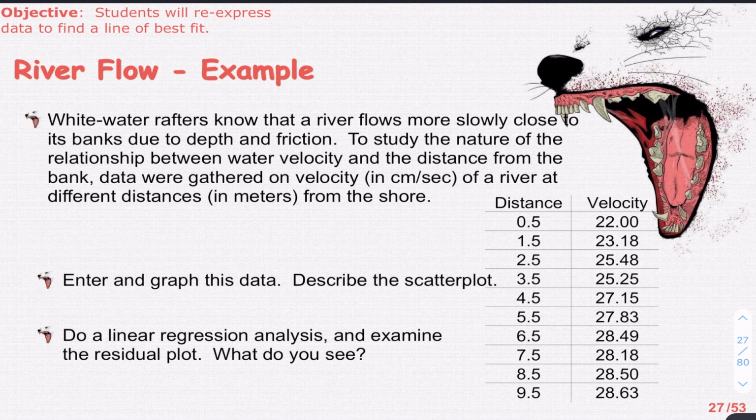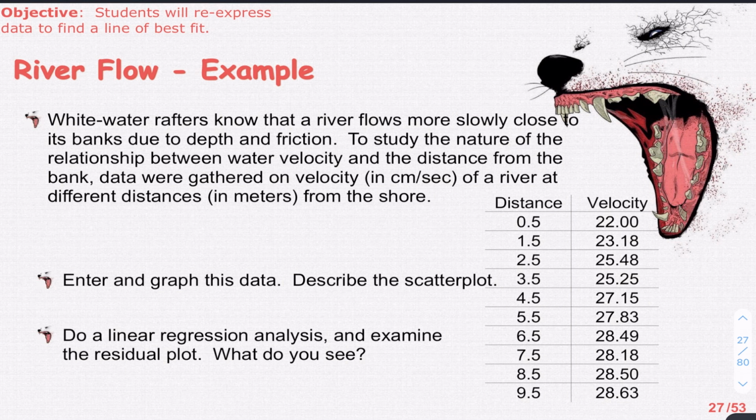So let's try one of these. I'm going to jump over to my TI Nspire, and then we're going to look at this example. Whitewater rafters know that a river flows more slowly close to its banks due to depth and friction. To study the nature of the relationship between water velocity and the distance from the bank, data was gathered on velocity in centimeters per second of a river at different distances in meters from the shore. So the goal is to enter and graph this data and then describe the scatter plot.